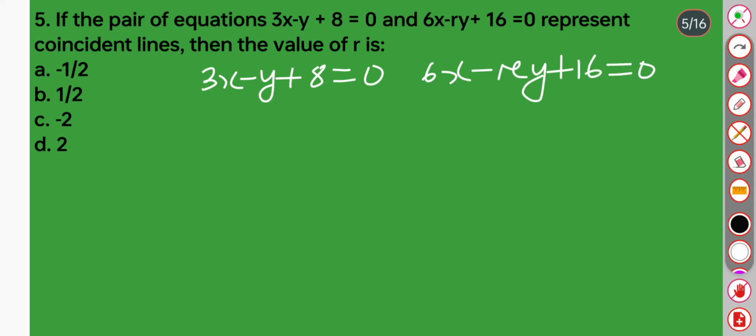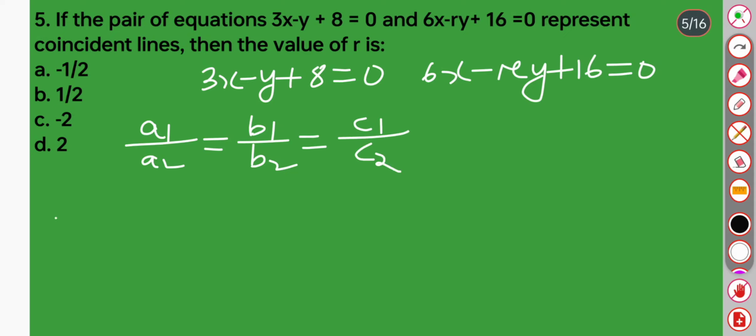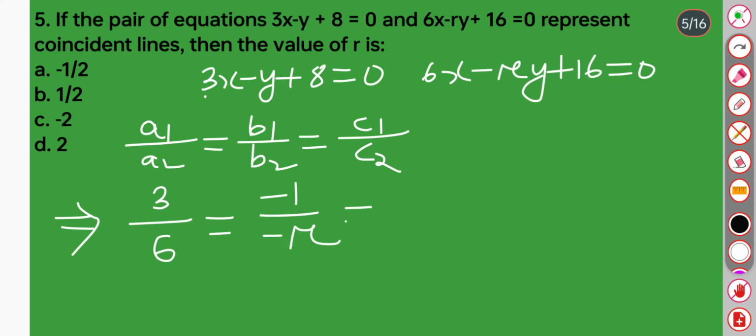They represent coincident lines. So what is our coincident line condition? A1 by A2 equal to B1 by B2 equal to C1 by C2. This is the condition for coincident lines. Now we just need to find the value of r. If you compare and put in the values, A1 from the first equation is 3, A2 is 6, B1 is minus 1, B2 is minus r, C1 is 8 and C2 is 16.